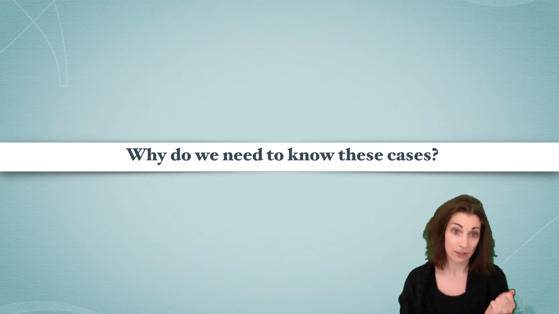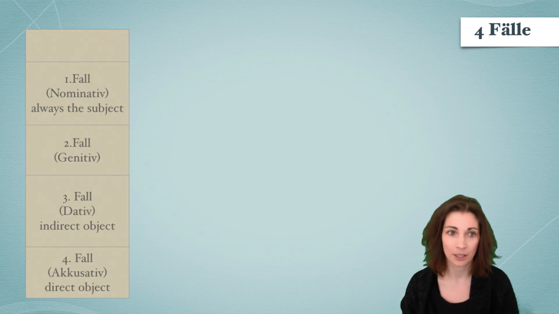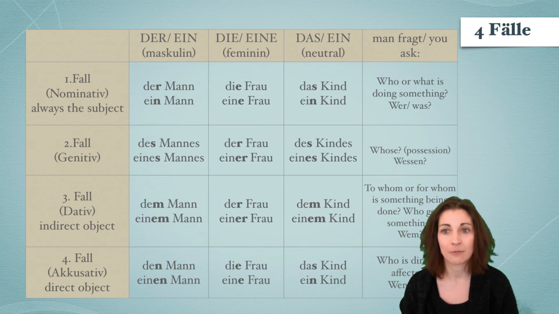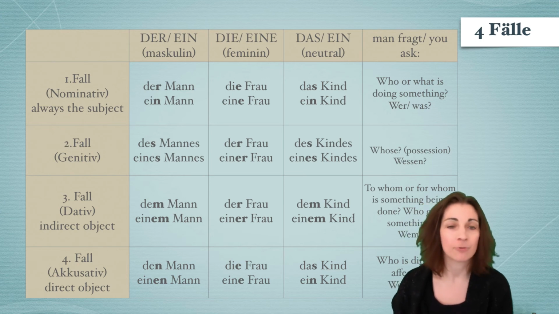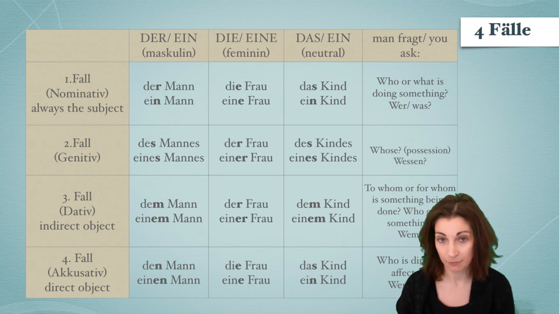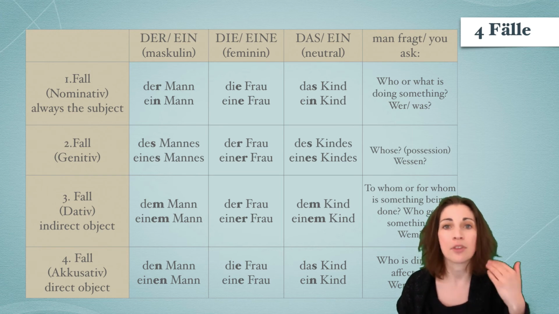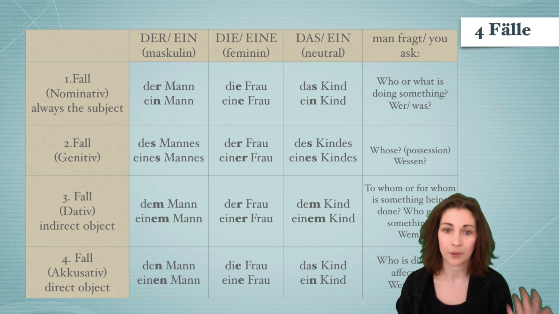You might have asked yourself, why do we need to know these cases? Well, as you know, we have got 4, and we need to know these cases because they all tell us which kind of task, which kind of object the noun has. The noun can be the active part, or the part of the sentence that something is done to. It can be direct, it can be indirect, it can be a possession.